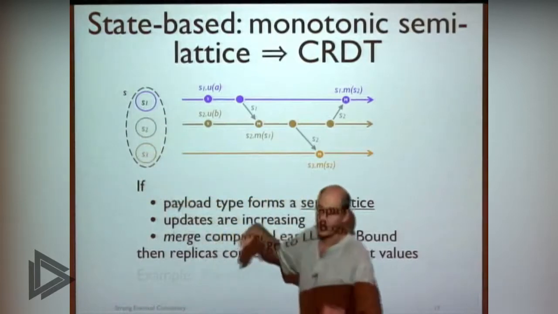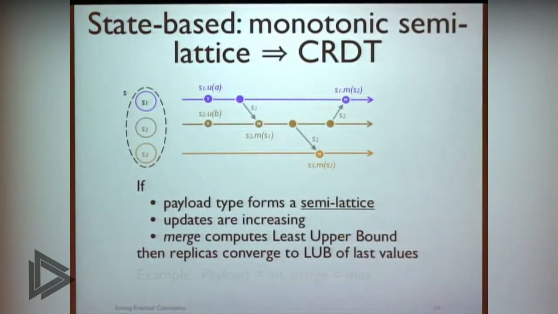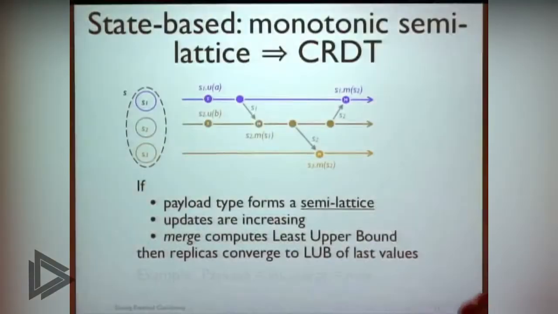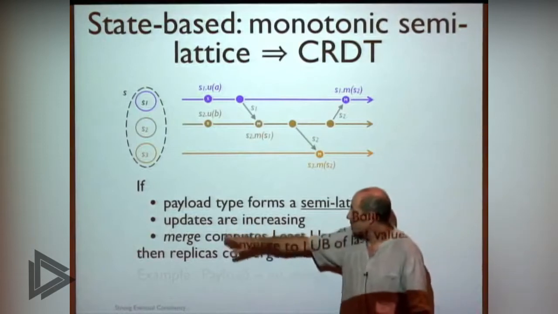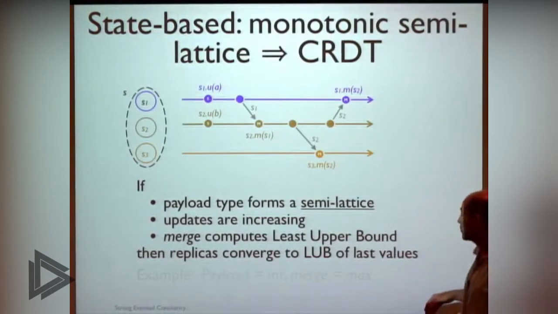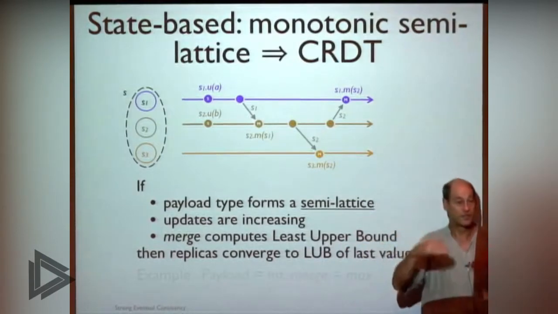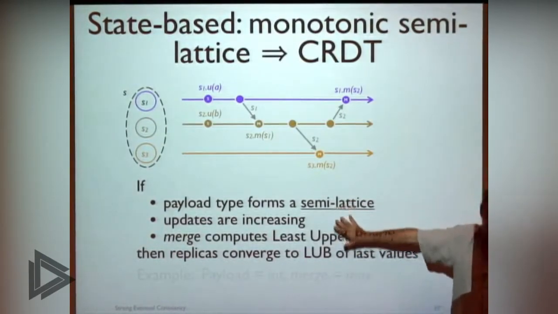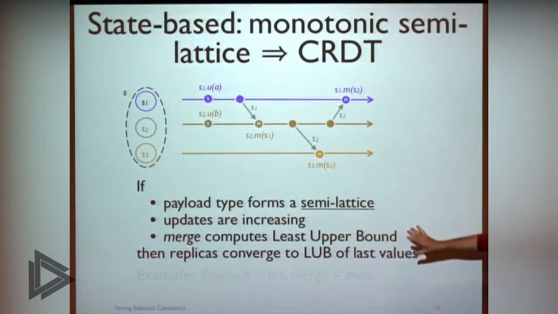A semi-lattice is simply a set with a partial order and an operation that can take any two values and give you an upper bound on those two values. So if the payload forms a semi-lattice, that is, if there's a partial order of your values and you can always take an upper bound on two values, and if your updates always go forward in that semi-lattice, always give you a higher value in your partial order, and if merge computes this upper bound, this is a very simple mathematical property, and this ensures that it converges. I'll give you an example in a minute.